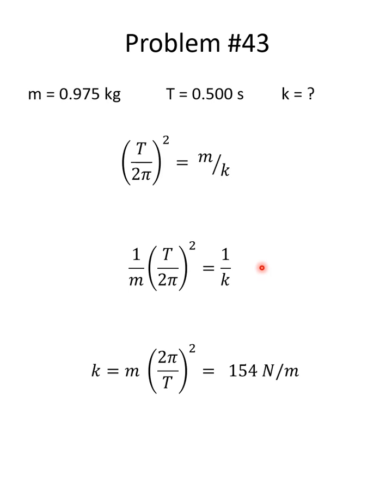My last step then is to take the reciprocal of both sides of the equation. So flip both sides. k equals m times the square of 2 pi over T. And you should get k is 154 newtons per meter. And again, it could be a good exercise in dimensional analysis to convince yourself that when you have kilograms over seconds squared, that's going to come out to newtons per meter.